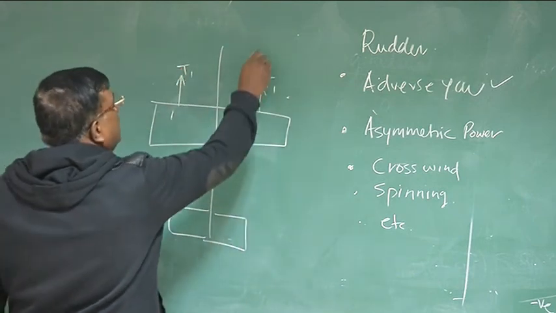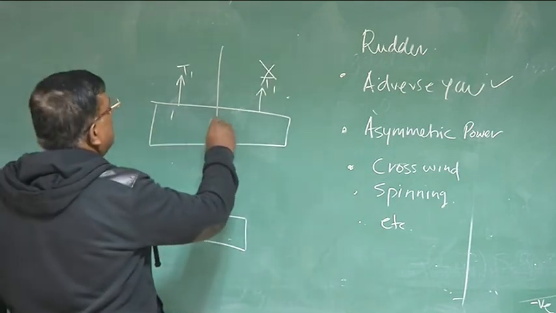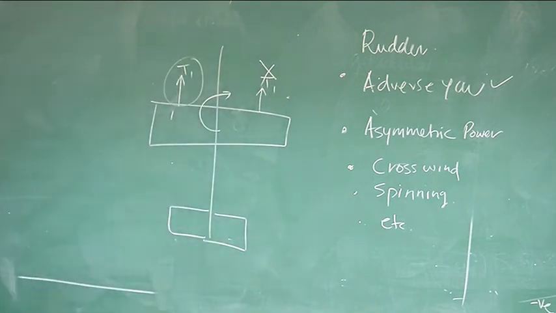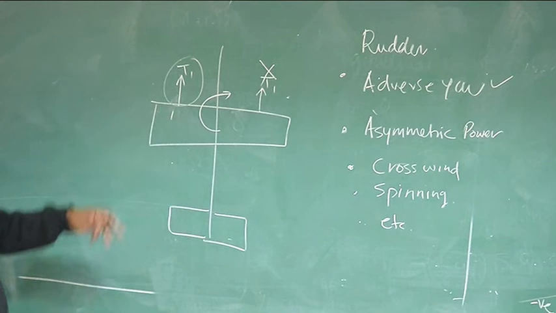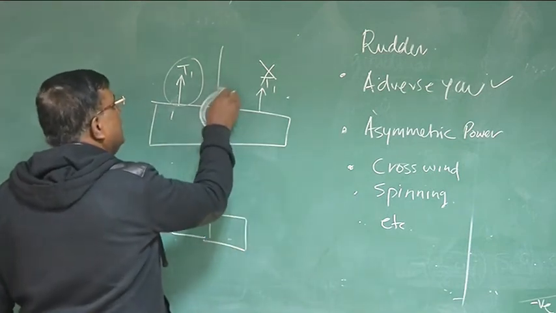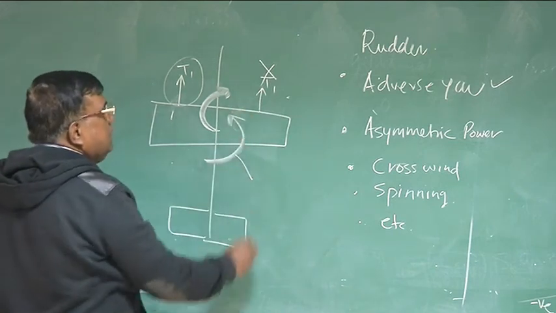And one engine fails, then what will happen? The moment one engine fails, this will generate a yawing moment because of this thrust being alive. So I have to neutralize this. How do I do that? Because this thrust will be generating yawing moment in this direction, I have to generate a yawing moment in this direction. Who will generate this yawing moment?